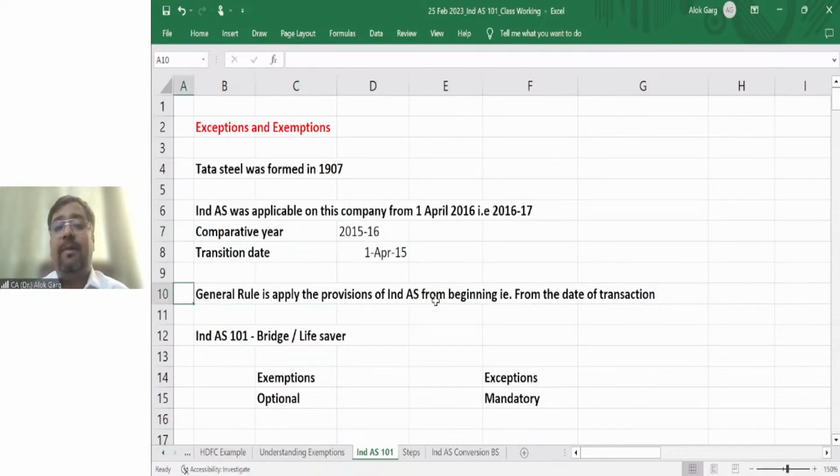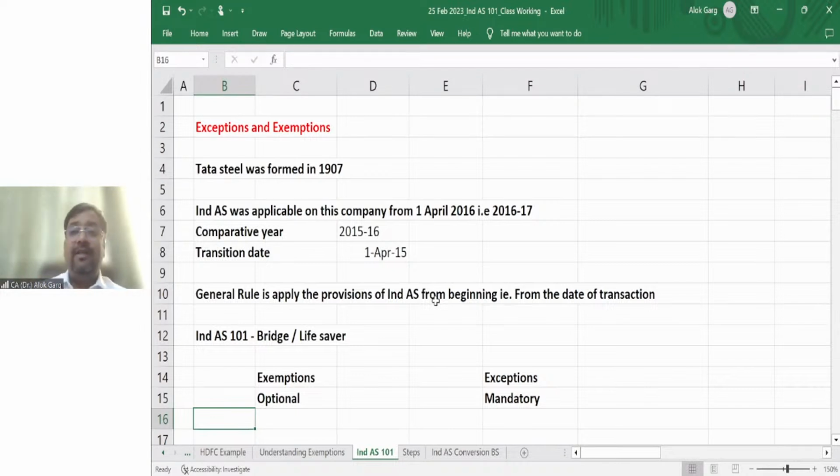The general rule is to apply the provisions of Ind AS from the beginning, that is from the date of transaction. But it is next to impossible if someone tells you, Viraj, you need to convert this balance sheet as per Ind AS and take the impact from 1907. I can tell you even the records will not be available for the last 108 years, right? It is next to impossible.